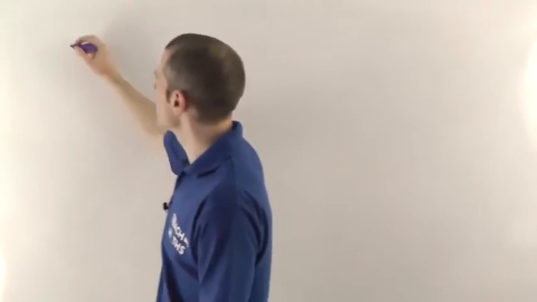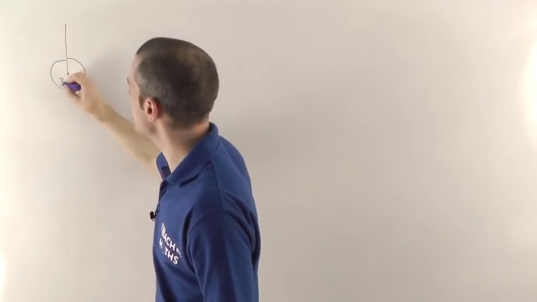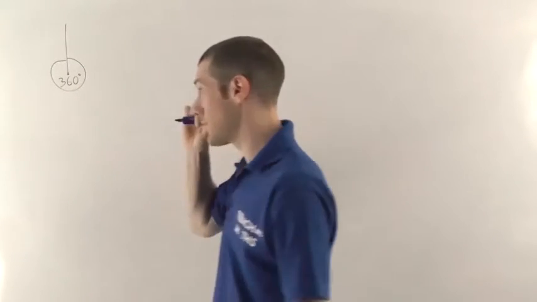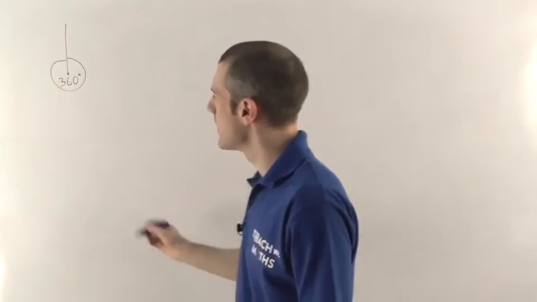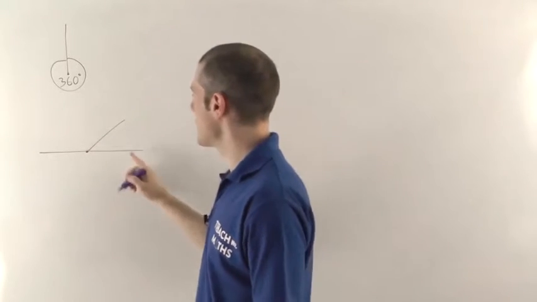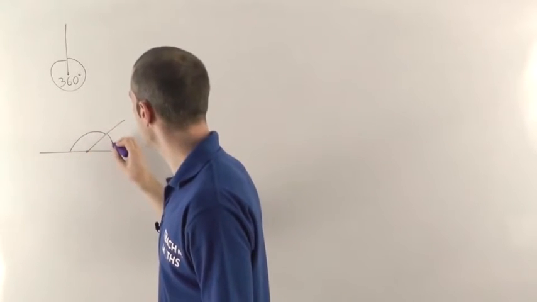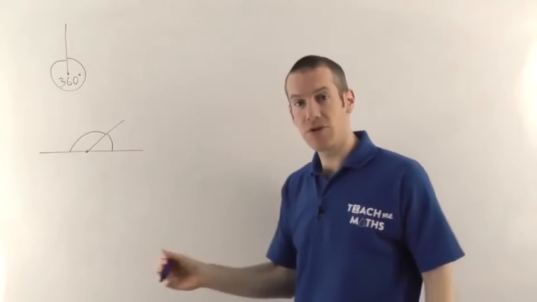Just very quickly then, angles in a full circle, you should know add up to 360 degrees. That's the first fact you should be aware of. Next then, angles on a straight line. So if I have a straight line here and another line that meets it at a point, then these two angles are going to add up to 180 degrees.